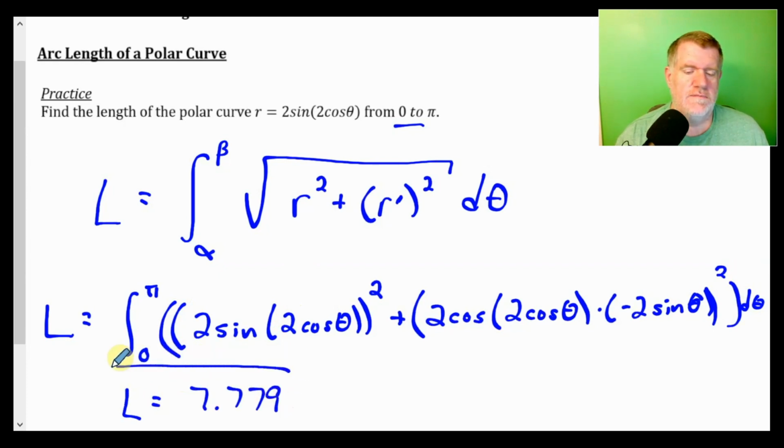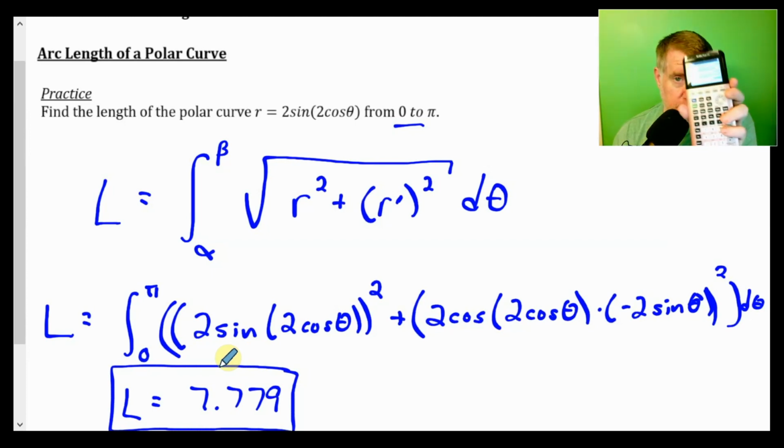7.779. Now, you might think, sure, I just looked in the book for that. You might notice it's like number 62 or 64 of the book. I forget which number. And of course, I have all the answers. But I promise you, I put that nasty thing in the calculator and got the right answer. I'm pretty proud of myself for that.